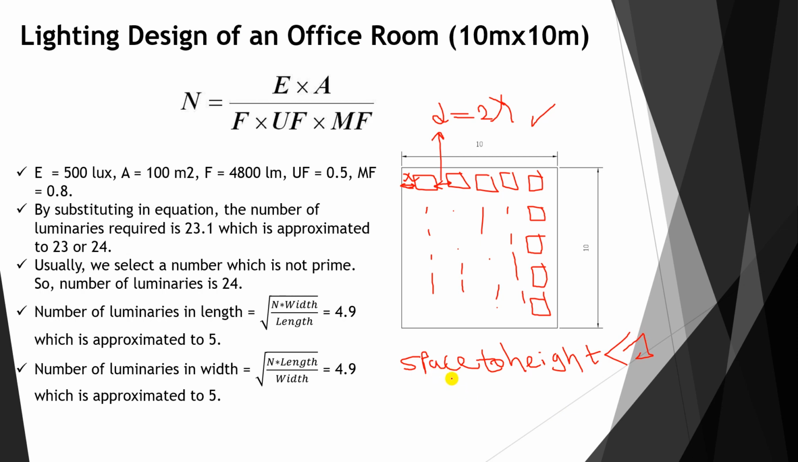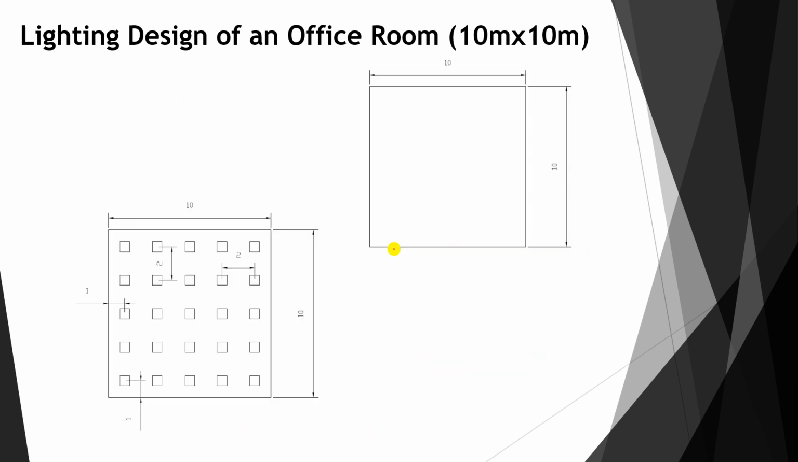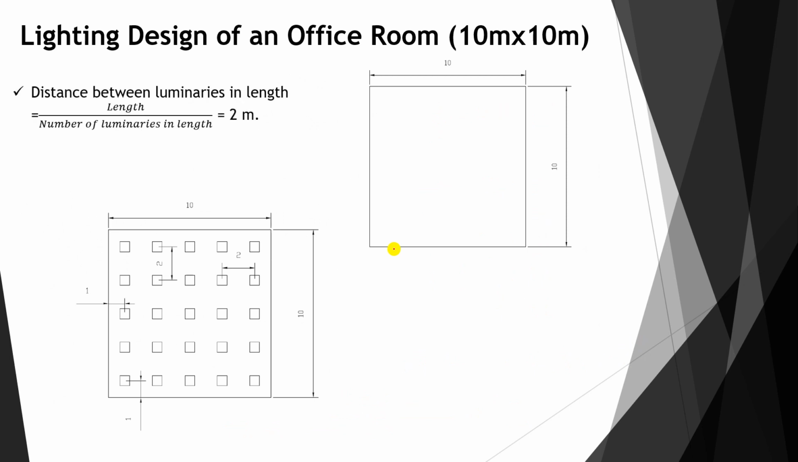So what does this mean? Space between two luminaires, divided by the height of the room, is less than 1. Remember that the height of the room here is 3 meters. We would like to get the space now, and make sure it is less than 1, and make sure that this space is double the distance between it and the wall. Let's see. Distance between two luminaires in length is the total length divided by the number of luminaires in length. We have total length, which is 10, and how many luminaires in length? We have 1, 2, 3, 4, 5, which means 10 divided by 5 is 2 meters.